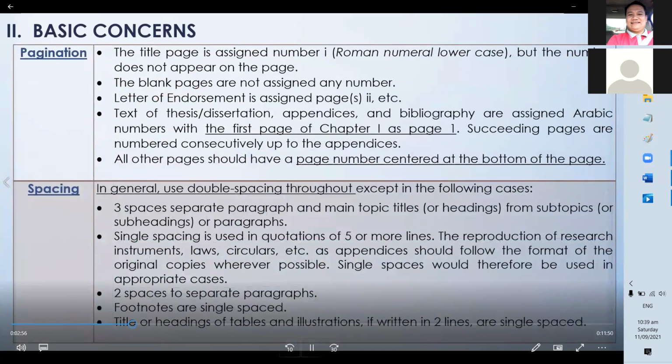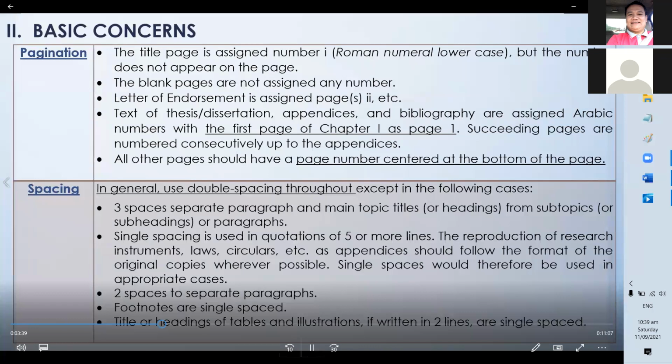Paging or pagination. The title page is assigned number 1, a Roman numeral, lowercase, but the number does not appear on the page. Now, the blank pages are not assigned any number. All other pages should have a page number centered at the bottom of the page. Now, the text or the body of the thesis or dissertation, appendices, and bibliography are assigned Arabic numbers with the first page of chapter 1 as page 1. Then succeeding pages are numbered consecutively up to the appendices.